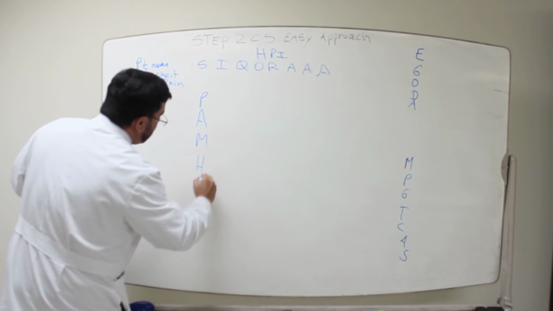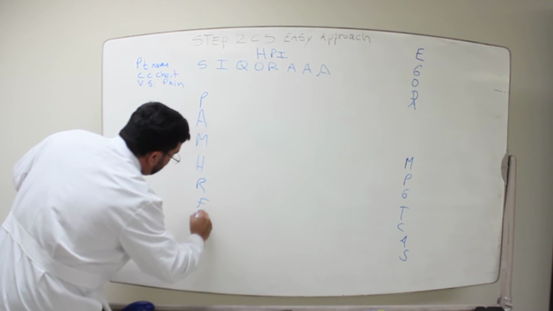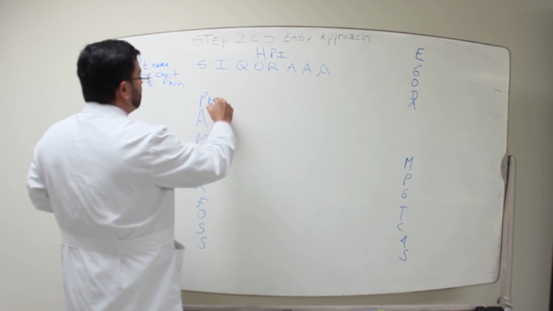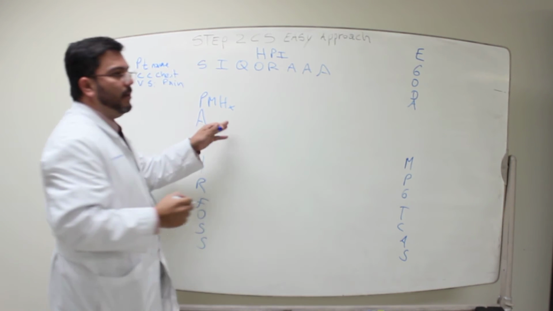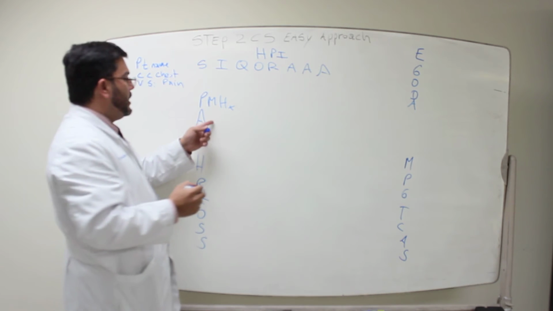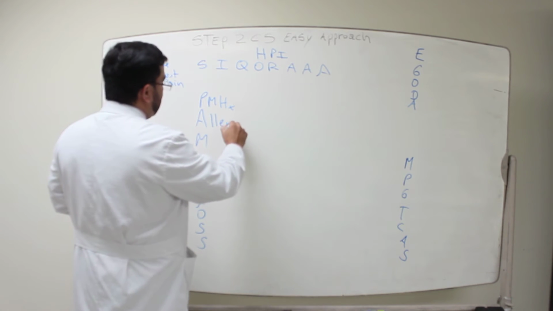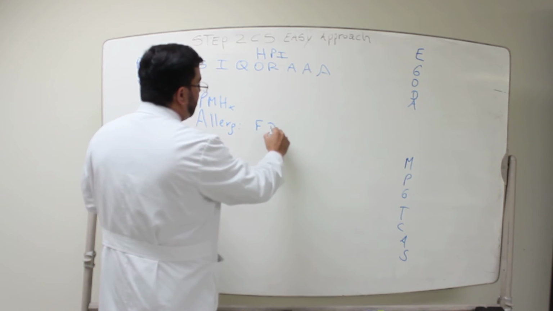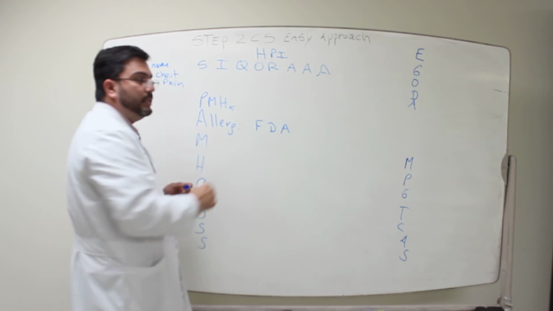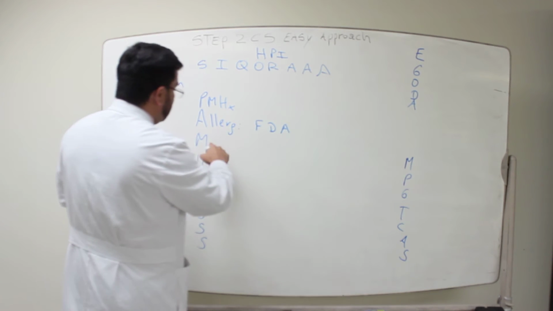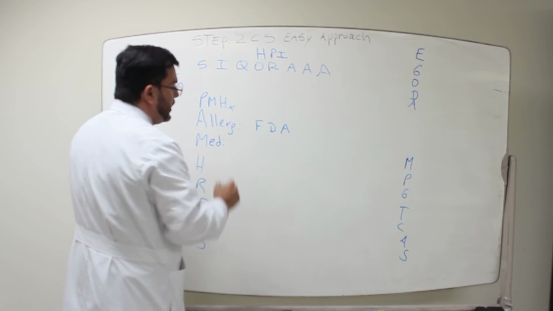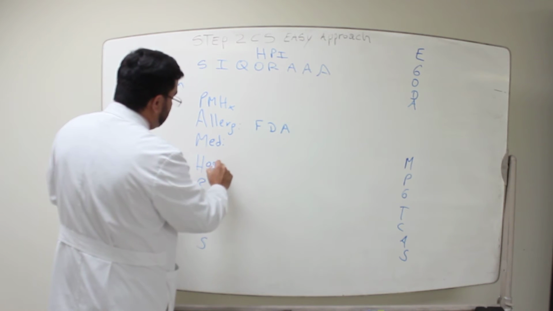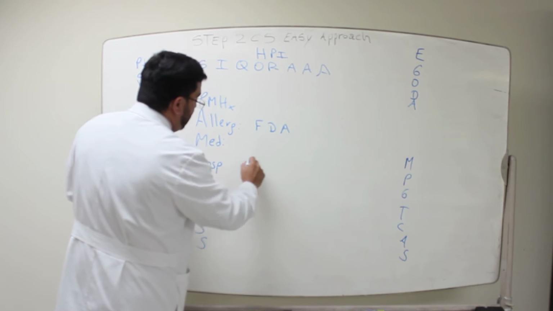So remember, the first thing when you talk about past medical history is all about organization, like I said. This stands for past medical history. You can ask the patient, do you have any other conditions? This stands for allergies. Do you have any food allergies? Do you have any drug allergies? Do you have any animal allergies? This is about medication. You have to ask the patient if the patient is taking any medication at the moment. And this is about hospitalization.